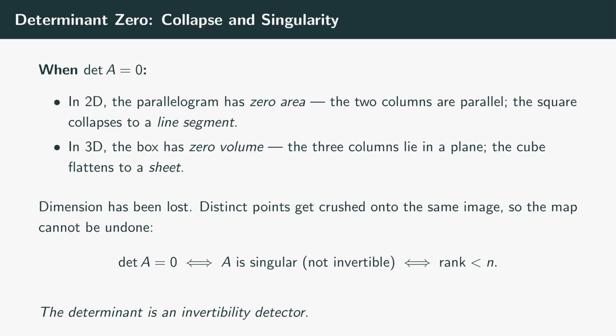And once dimension is lost, the transformation cannot be reversed, because many distinct starting points get crushed onto the same image point, and you can no longer tell which one you came from. So, the determinant being 0 is exactly the condition for the matrix to be singular, not invertible, which is also exactly when the rank is less than the full size of the matrix. This ties together 3 threads from the course. The determinant, invertibility, and rank all agree. The determinant is, at heart, an invertibility detector you can compute.